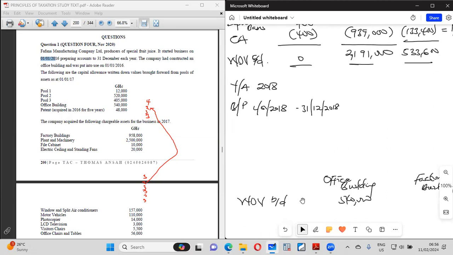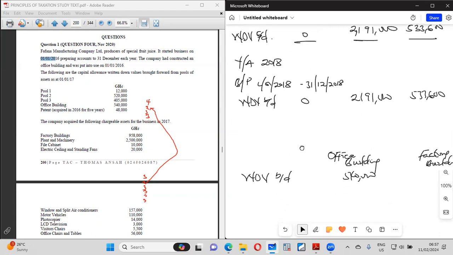Now, what happened in 2018? So we will have our balance brought down, which here we call it what? WDV brought down. So of course we have 0 here. We have 2191. Then we have 533,600. So me doing this thing here, you see, it is now coming to cost me a little. All right. So it means I need to squeeze. So please do it on a separate page.